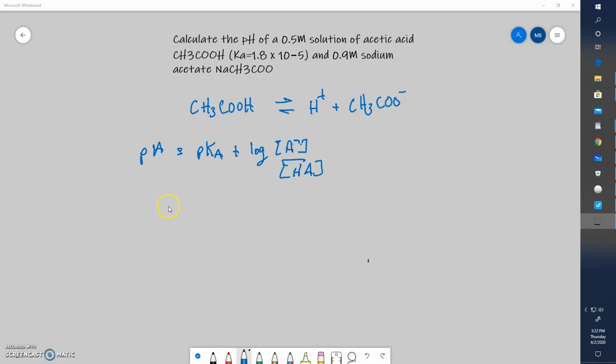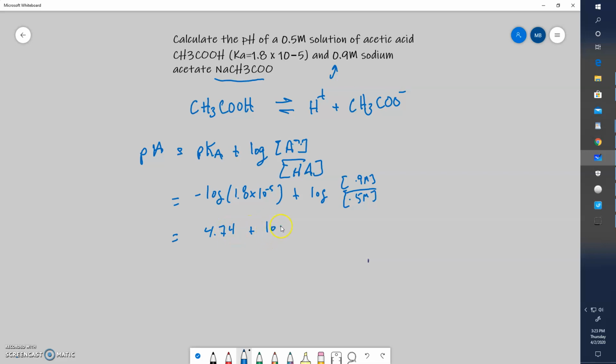And to do this, you can do the ICE chart and have fun with that, but really it's easier to use the Henderson-Hasselbalch equation. So all I'll do is pH equals pKa, so I take the negative log of 1.8 times 10 to the minus 5, and add to that the log of the base, the acetate part, whatever your salt part is here, so 0.9 molarity, divided by the concentration of the acid, which here is 0.5. And now we just solve for it. The negative log of 1.8 times 10 to the minus 5 is 4.74.